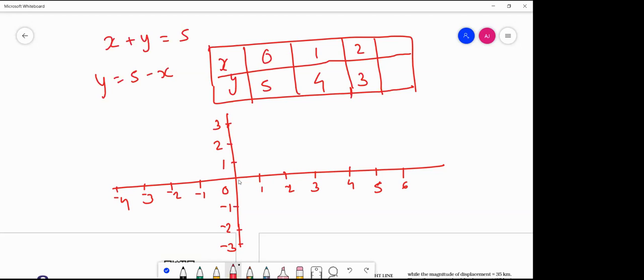So 0, comma 5 will be on the y-axis, 0, comma 5. 1, comma 4 will be here. And 2, comma 3 will be here. If you draw the line, it will be the graph.